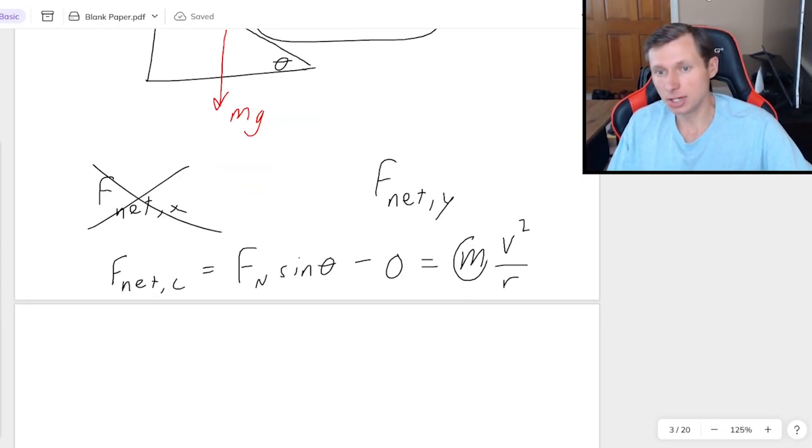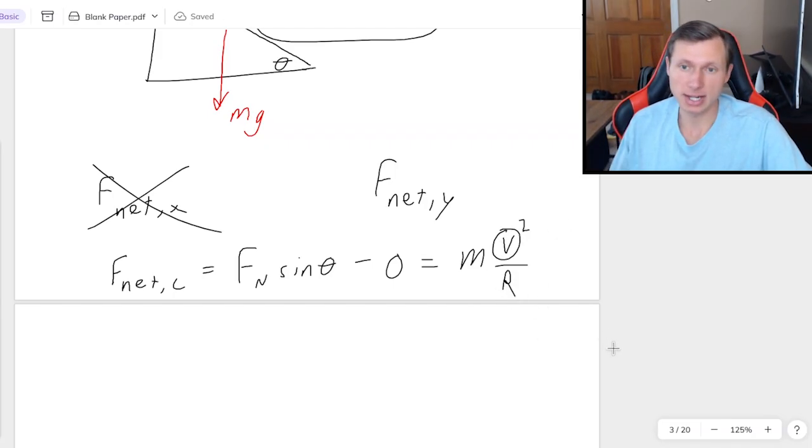Now I'll admit, I don't know m. I know r is, I guess, capital R. I'll rewrite that. V, velocity, is what I'm solving for. That's the maximum speed I can take this turn. Normal force I don't know, but theta is okay. So in other words, if I knew the normal force and I knew the mass, I could do some algebra and solve for velocity. But I can't yet because there's two variables I don't know.